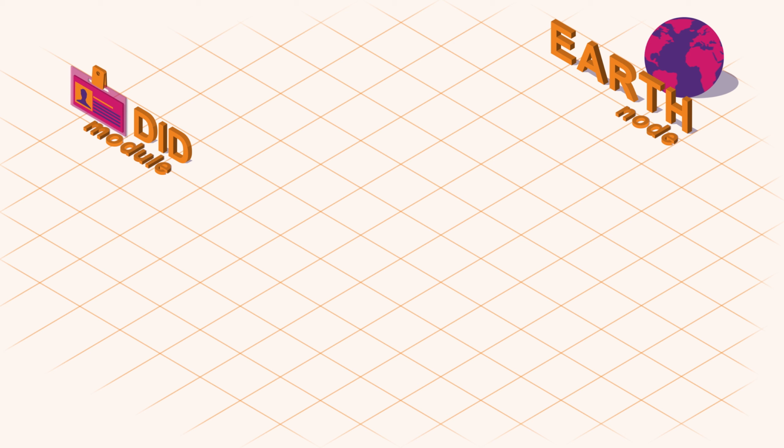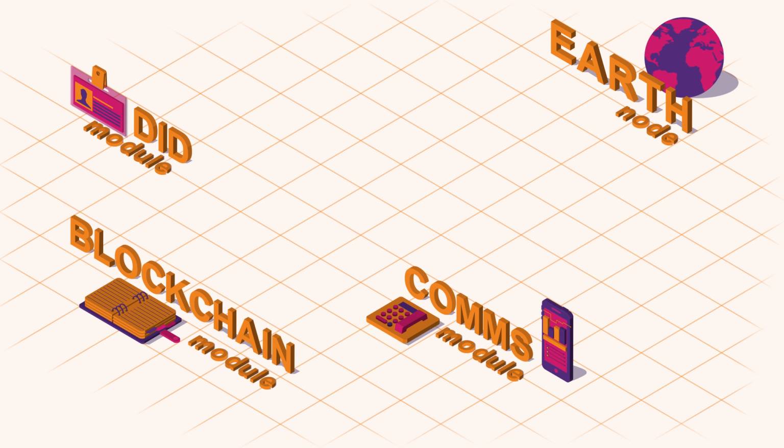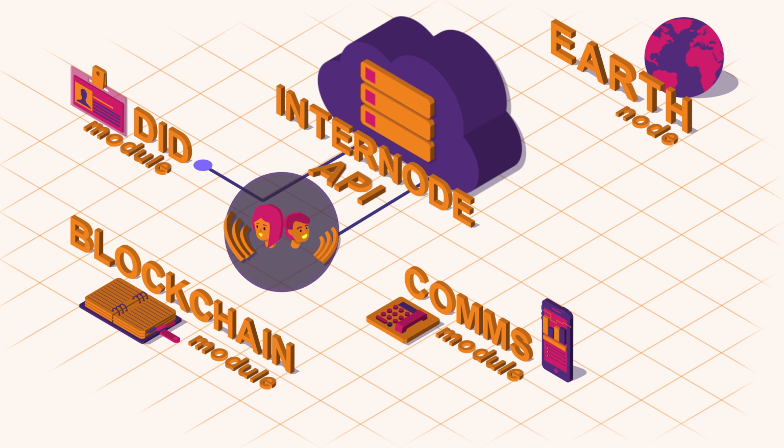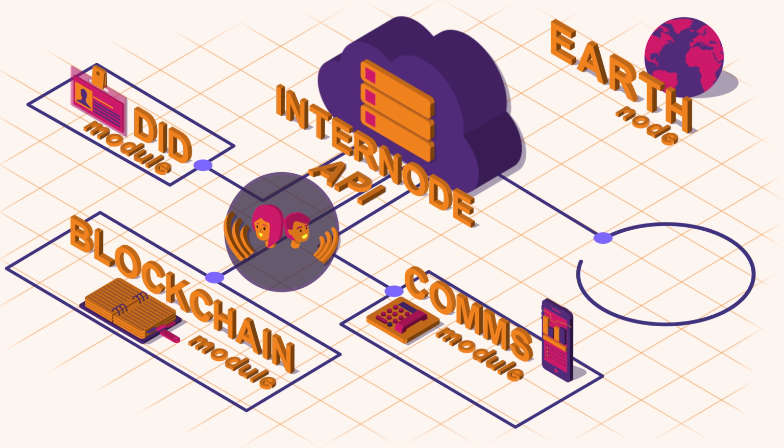In the blockchain module, a distributed ledger records all the transactions that take place on the network. The telecom module handles the communications functions of the network. The Internode API is responsible for the communication across all nodes and subsystems throughout the network. The API acts as the bridge and translator between the DID module, the telecom module, and the blockchain. It also interfaces with third-party applications.